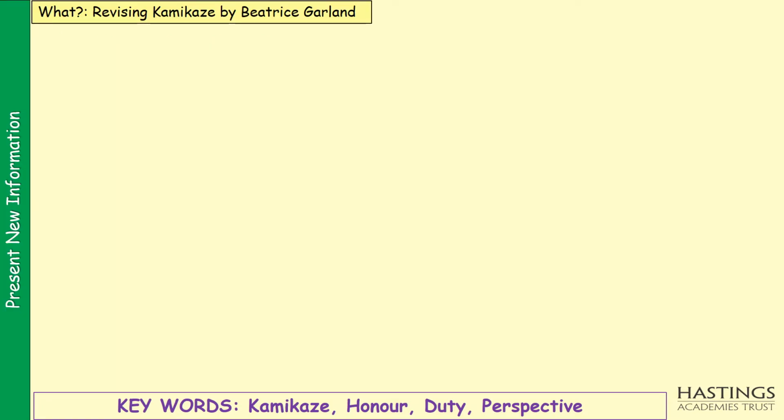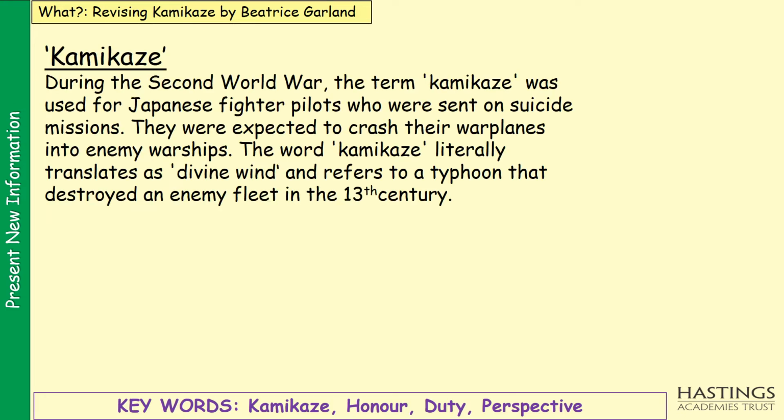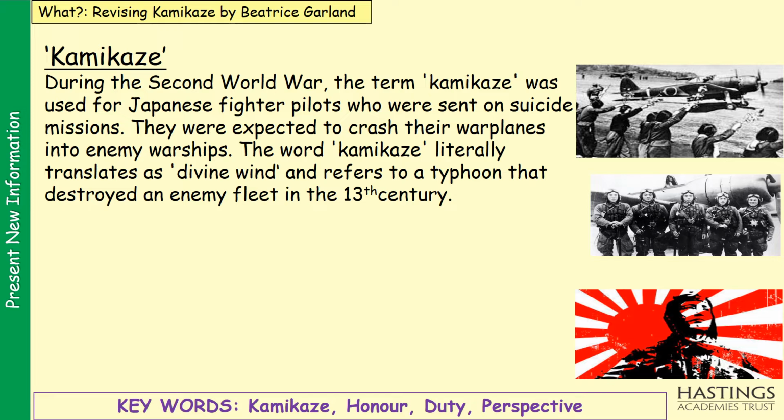Okay, let's start off with a bit of context. So, kamikaze is a word that the Japanese used in the Second World War. So this term was used for the Japanese fighter pilots who were sent on suicide missions. They were expected to crash their warplanes into enemy warships. That word kamikaze translates as divine wind. It refers to a typhoon that destroyed an enemy fleet in the 13th century. So on the side there you can see some pictures of kamikaze pilots during the Second World War.